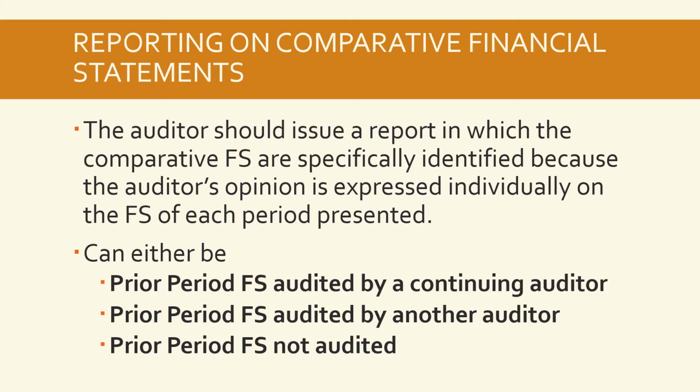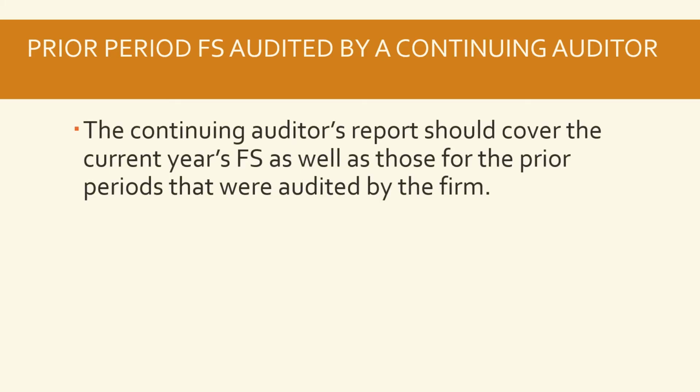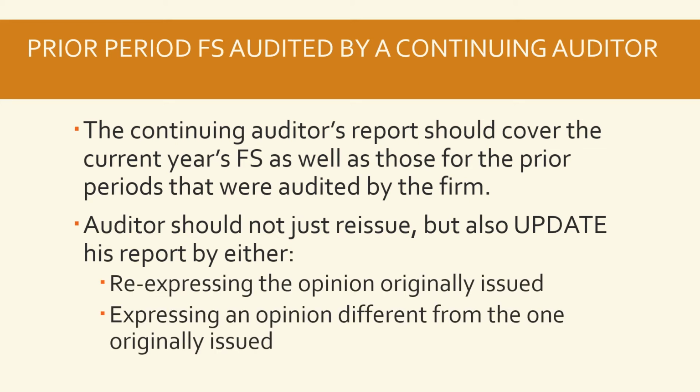So let's take a look at the implications of this to our audit report. If the prior period was audited by you, you are the continuing auditor, then you should cover the current year FS as well as those of the prior periods that you audited. Please remember that you are not simply going to reissue your opinion on the prior period, but you should update your report on the prior period. How do you do that? Either you re-express the opinion originally issued, say, unmodified the first time you audited it, now presented as a comparative, it's still unmodified.